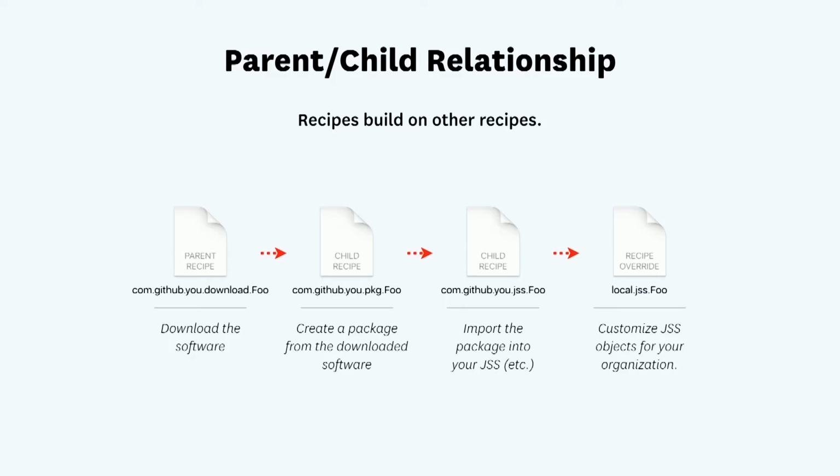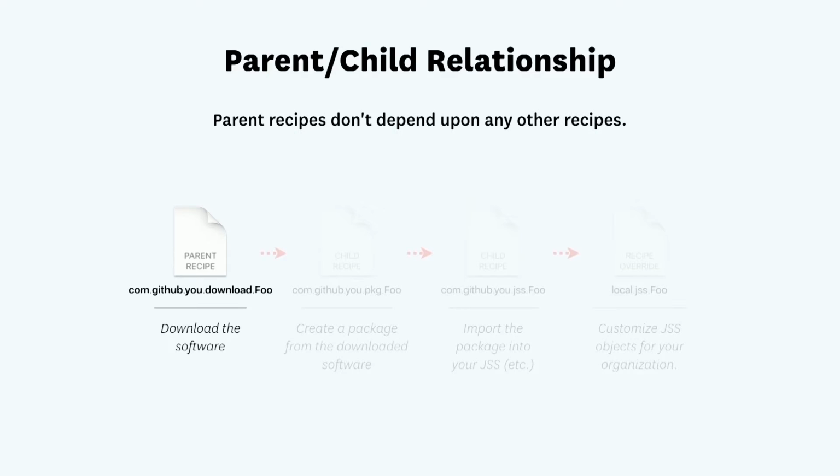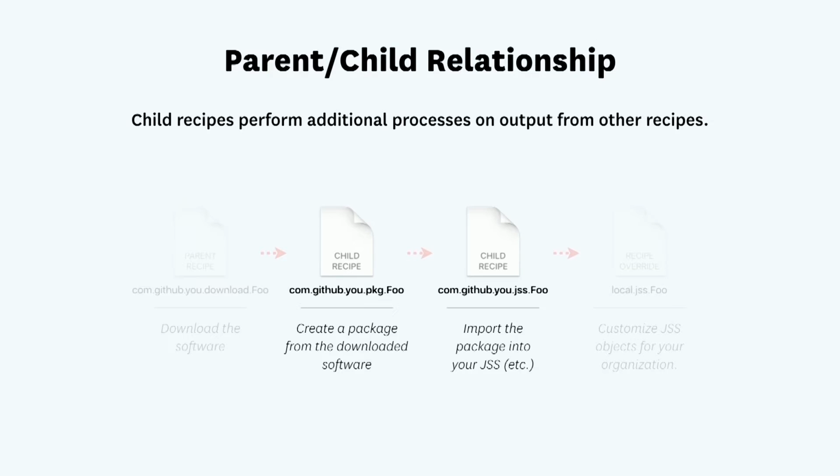Kids have it so good. So we get to benefit from that by building recipes that can build off of each other. For example, the download recipe would be the parent recipe, and then the package recipe and the JSS recipe would both be child recipes of the parent, and they would just continue to build and build and continue to process the output from the previous recipes' processors.